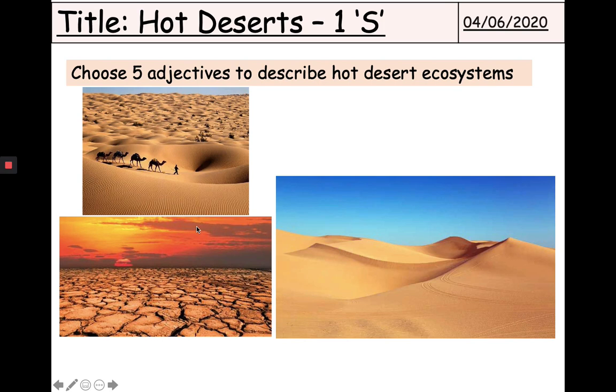So the title is obviously hot deserts. You have a worksheet to work through this lesson, and you need to hand that back to your individual geography teacher once you've finished it. So firstly, we're going to have a go at a quick starter task. Choose 5 adjectives to describe hot desert ecosystems. Now pause the video to give yourself a bit of time to come up with 5 ways to describe a hot desert ecosystem.